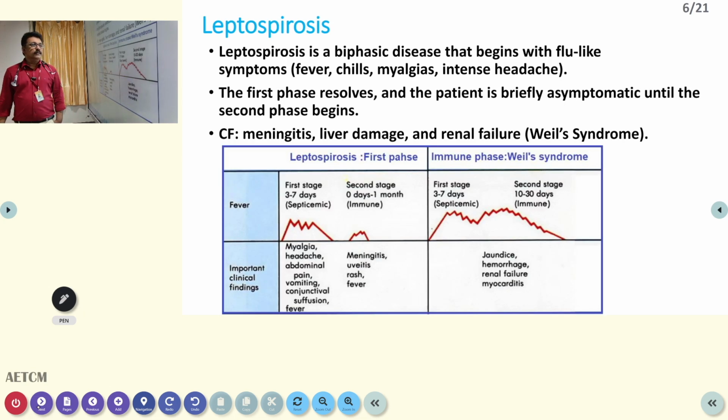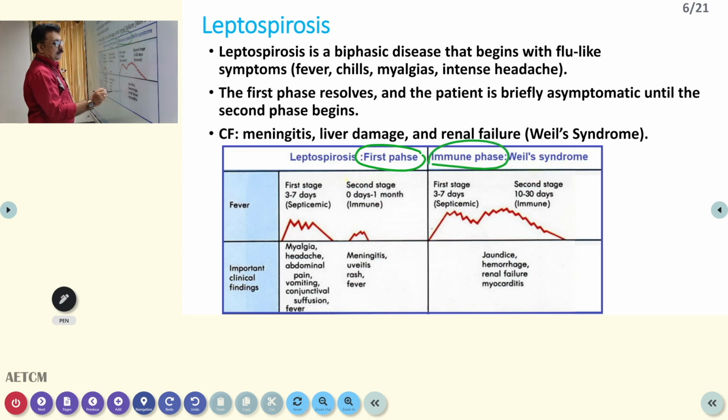Now you can see here, there are two important phases for this disease. The first phase is just an infection by the organism. You get fever, myalgia, headache, abdominal pain, vomiting, conjunctival redness. Some patients can develop meningitis, uveitis, rash and so on, but not very commonly. And the second phase of the disease is the immune phase.